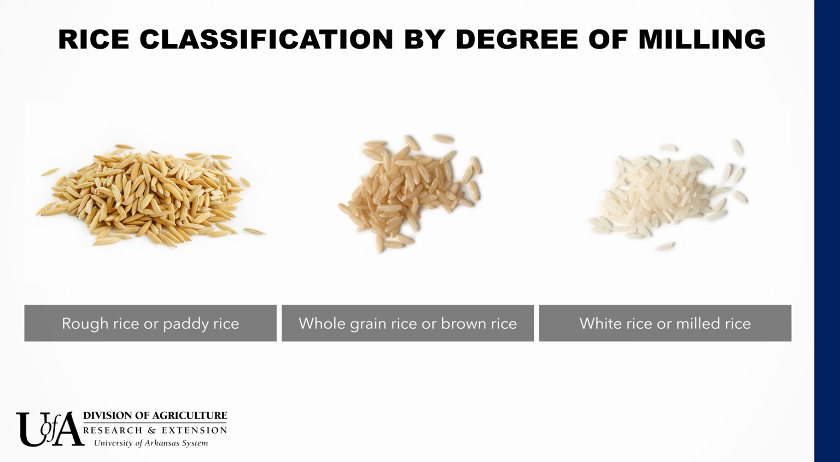So the rough rice is completely unprocessed rice. As you can imagine, it still has the husk on it. It has the endosperm inside there. It has the germ inside there. So it includes the hard fibrous hull and is indigestible in this form. So we can't consume it in that form.